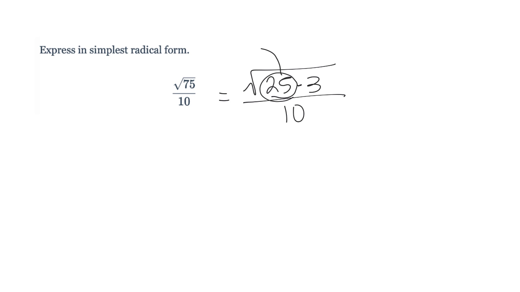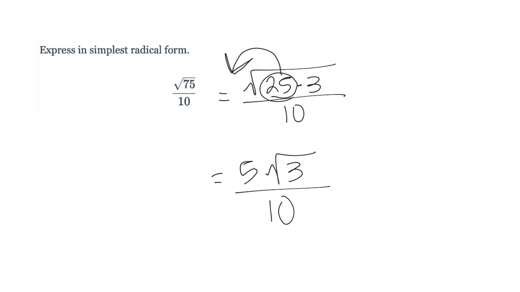So I'm going to pull the 25 to the outside to take the square root of it. And since the square root of 25 is 5, that's going to become a 5 on the outside. And then we have a 3 left over on the inside. And then we still have our 10 on the bottom.